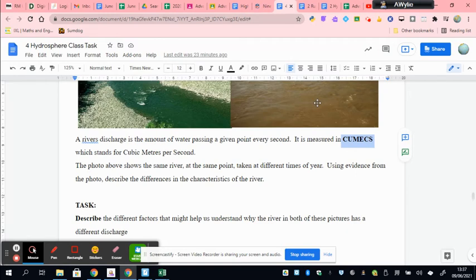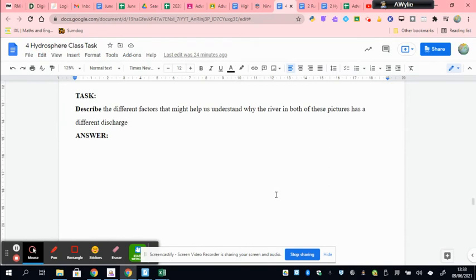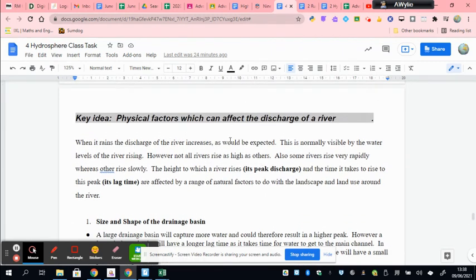Now, if we have a look, for example, at the right-hand side, this photograph here, we can see that the river's got a lot more water. It's got a lot higher discharge because there's a greater volume of water passing a single point on the river every single second. However, the reason why is not necessarily just to do with rain. We have to start exploring the surrounding landscape to understand why this river here, which is actually the same as this river over here, has a greater discharge. Now, what you might want to do is start by reading the physical factors which can affect the discharge of a river.